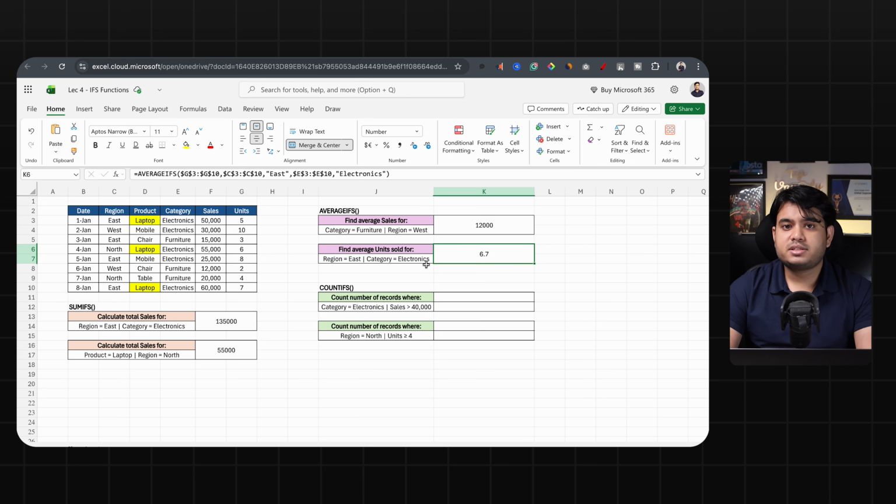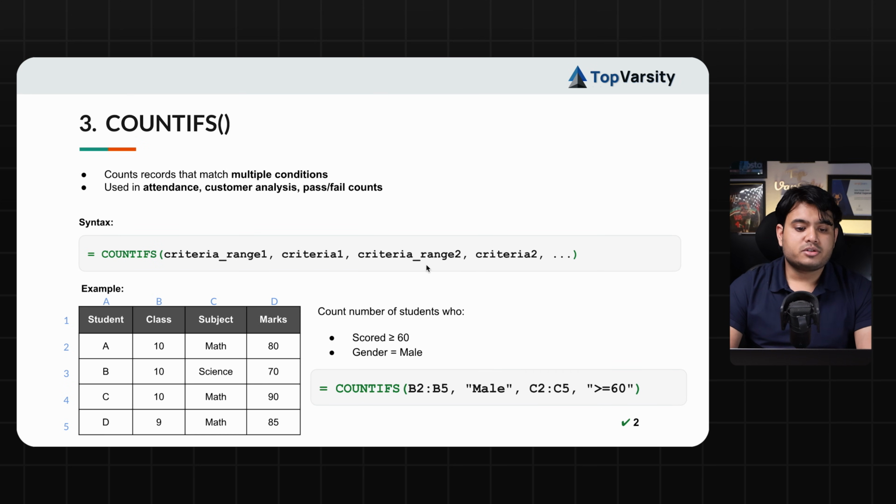Now we'll discuss COUNTIFS. Okay, so the next function is COUNTIFS, and we use COUNTIFS to count how many times a record is appearing in our sheet. This is again important to count multiple times. You need to count your rows multiple times, you need to count your products and other things. So this will help you to do that.